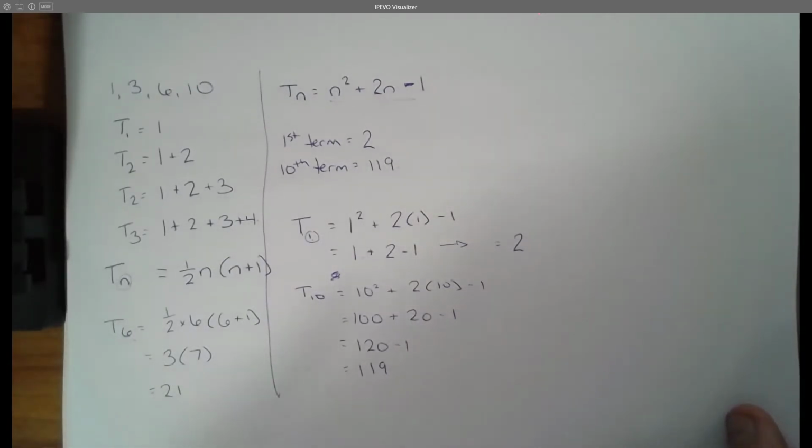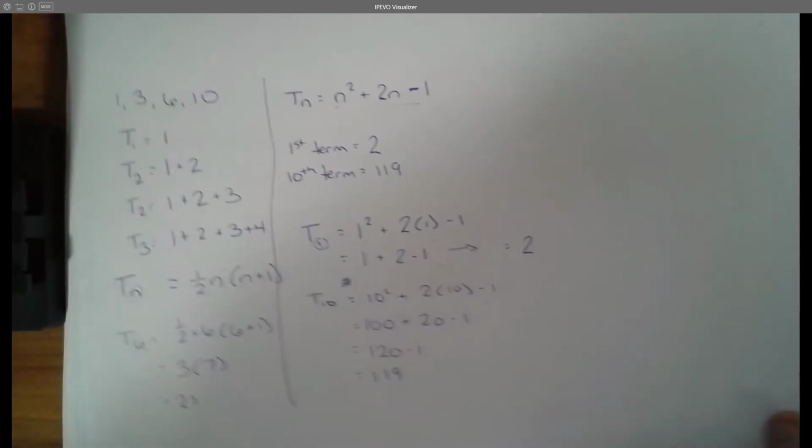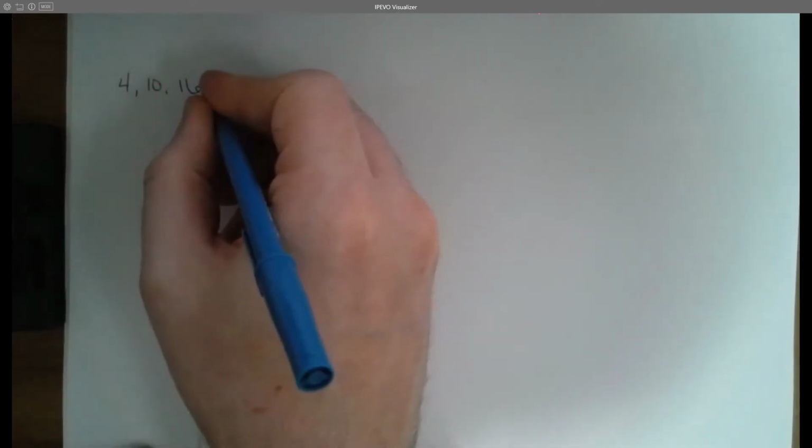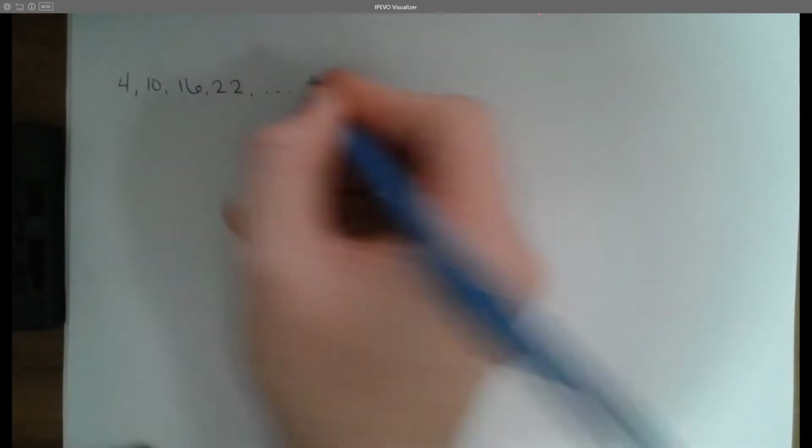So that's if we're given the term, but what if we're not given the term? Well, let's take a look at example 5. In example 5, we're given a sequence, and we're asked to start by finding the term. The sequence that we're given is 4, 10, 16, and 22, and it continues on, but that's all that we're given in order to try to figure out a pattern.